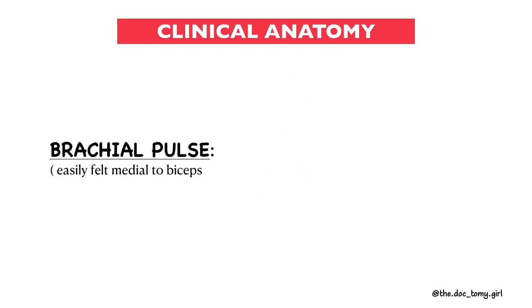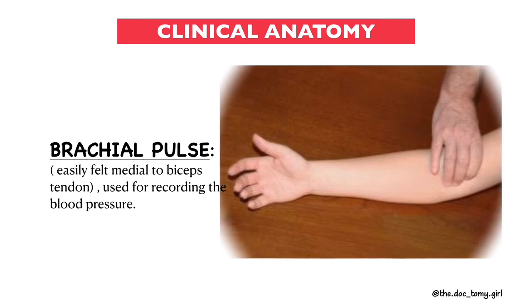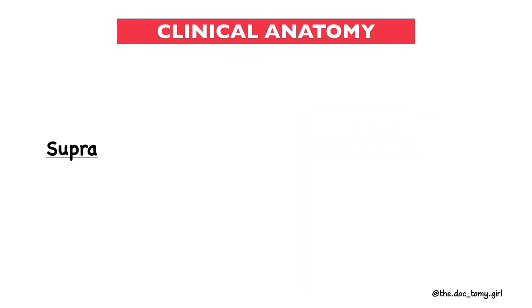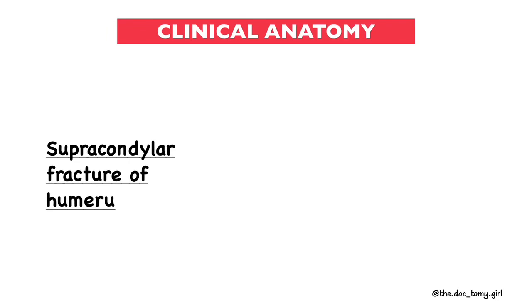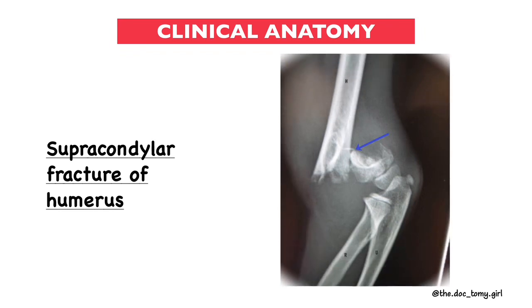Next importance is that the brachial pulse can be felt in this area. It is easily felt medial to the biceps tendon and it is used for recording the blood pressure. The next importance is in fractures of the humerus, especially the supracondylar fracture of the humerus. The median nerve and the brachial artery seen in this area are usually involved in this type of fracture.